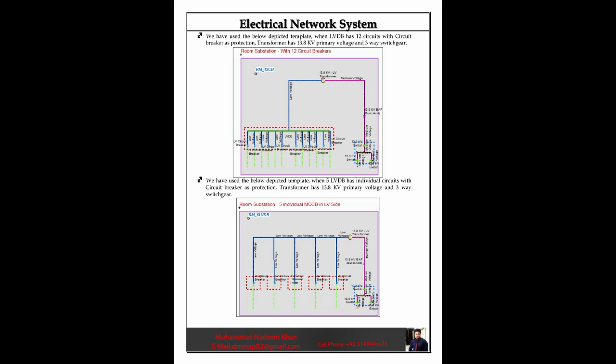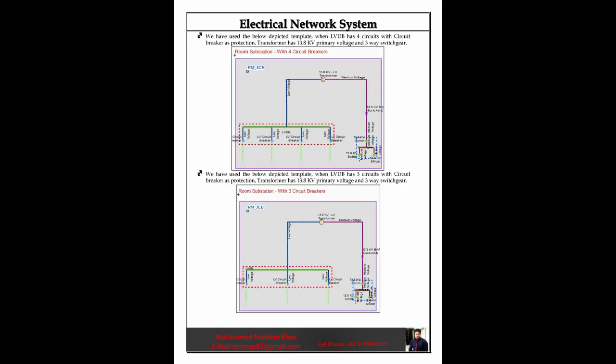We have used the below depicted template, when LVDB has 5 individual circuits with circuit breaker as protection. Transformer has 13.8 kV primary voltage and 3-way switchgear. We have used the below depicted template, when LVDB has 4 circuits with circuit breaker as protection. Transformer has 13.8 kV primary voltage and 3-way switchgear. We have used the below depicted template, when LVDB has 3 circuits with circuit breaker as protection. Transformer has 13.8 kV primary voltage and 3-way switchgear.